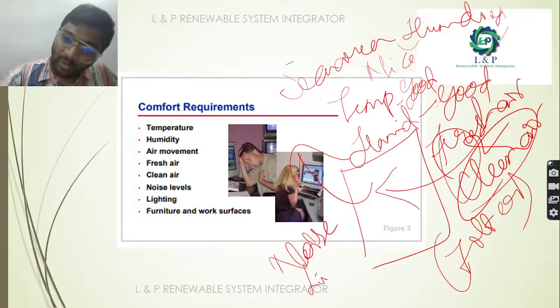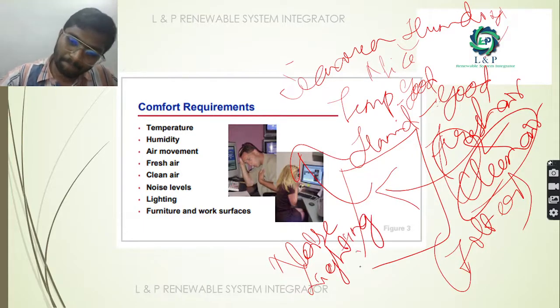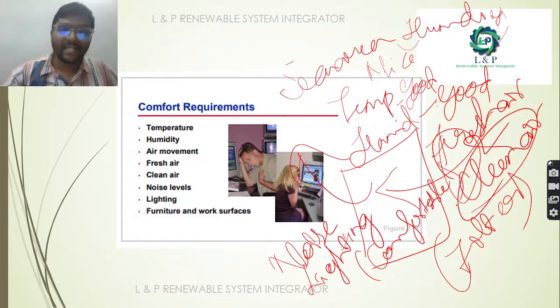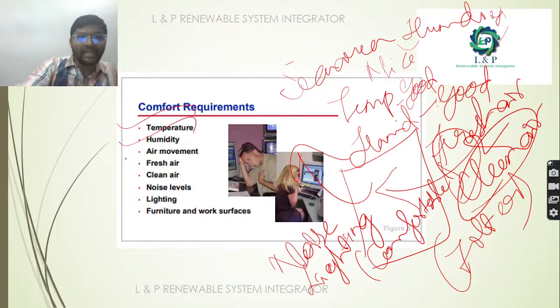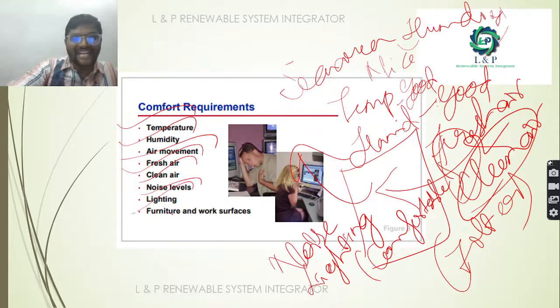And also lighting should be comfortable, and the furniture and the work surfaces that you have should be good. So what decides the comfort? Temperature, humidity, air movement, fresh air, clean air, noise level, lighting, and furniture and the work surfaces are going to decide your comfort.